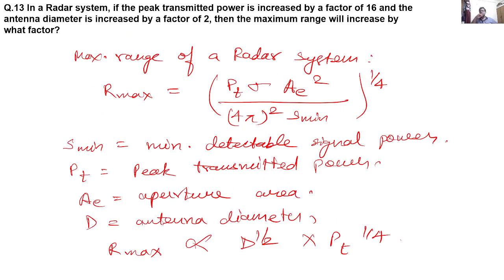So the question asks you that maximum range will be increased by what factor? The factor will be square root of 8, 2 root 2 or square root of 8.